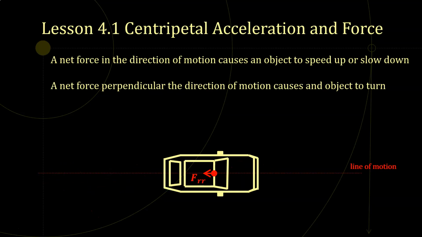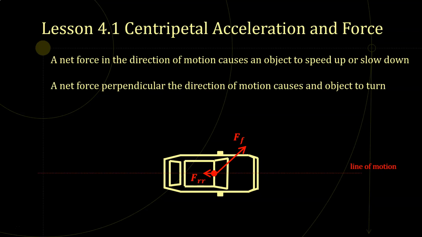But now we get to a force outside the line of motion. What happens when you turn the steering wheel of the car and suddenly in that z dimension, from the side view of the car, the z dimension, the forces are unbalanced. And now I have a friction force that points at a diagonal to the line of motion.